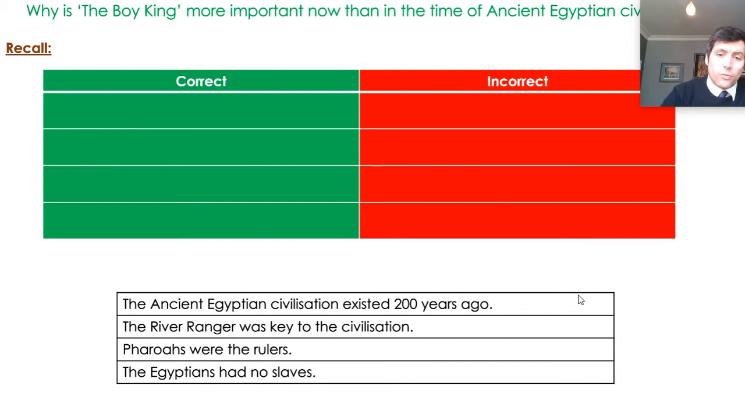So from these four, which do you think are correct? If you could copy them into the correct column, and which do you think are incorrect? If you could copy those into the incorrect column. Pause the video while you do that, please, to see if you are correct or not, and do them on your sheet, please. Okay.